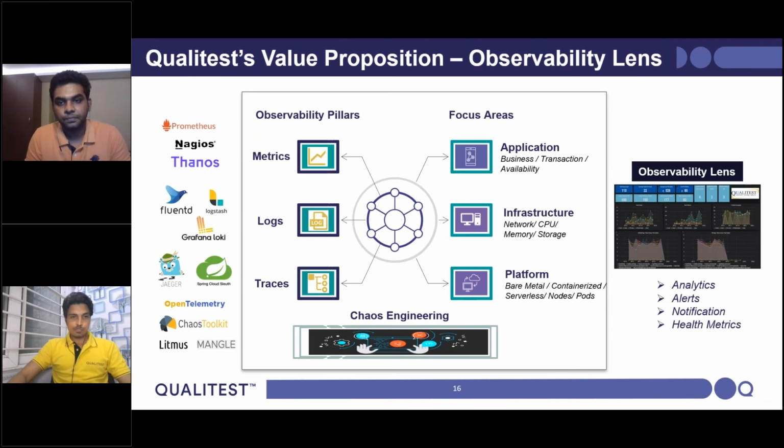Yeah, I think that is the beauty of it, right? We can build the entire end-to-end observability framework using an open source tool stack. I think that's right, and that is where the benefit also comes in.